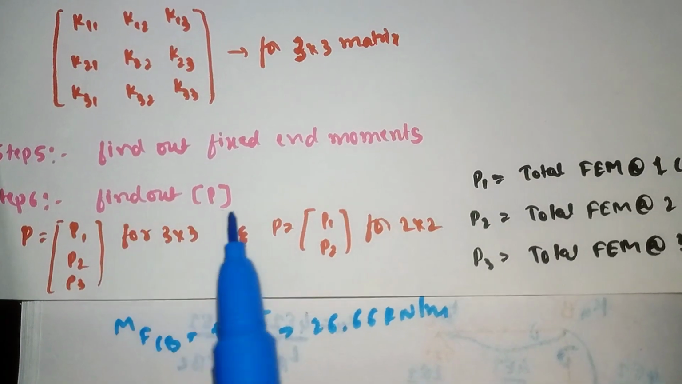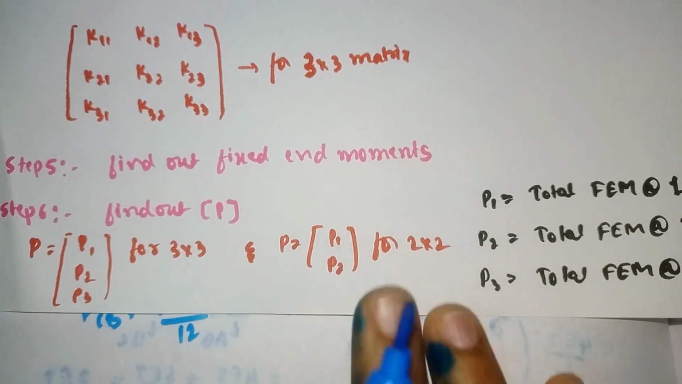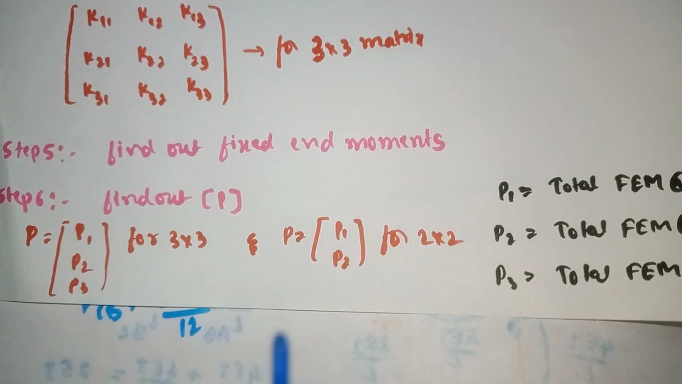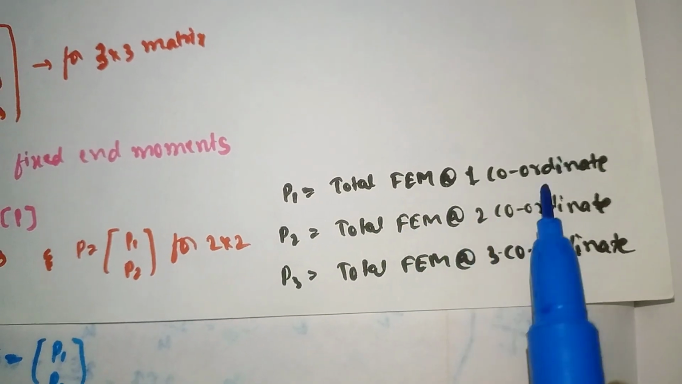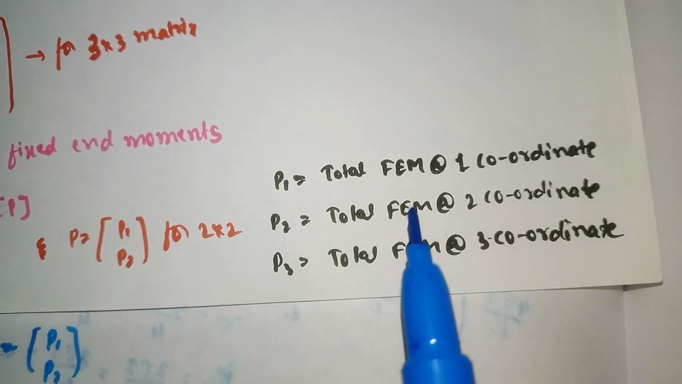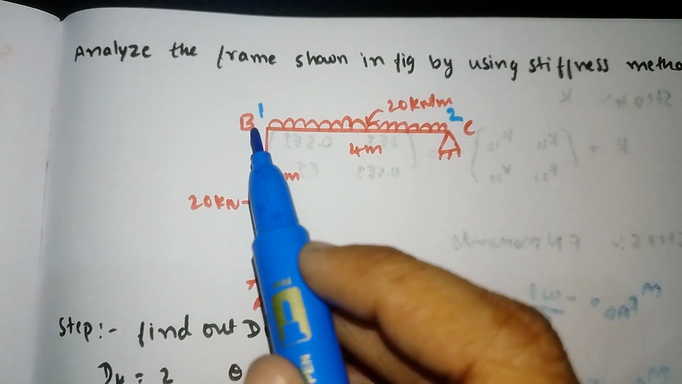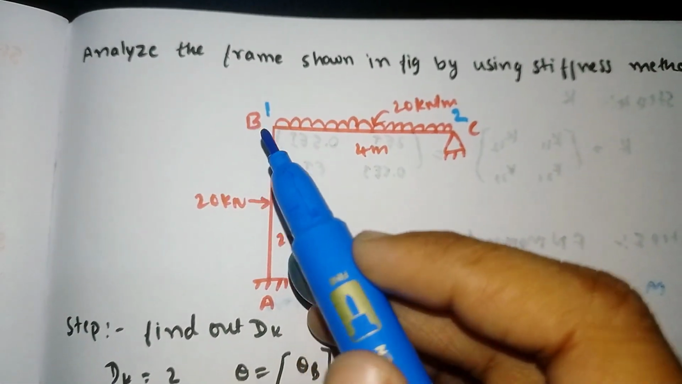Now we wish to find the P matrix. We have a 2 by 2 matrix, since the kinematic indeterminacy is 2. So, we need to use P is equal to P1 plus P2. P1 is the total fixed end moment at the first coordinate and P2 is the total fixed end moment at the second coordinate. Our first coordinate is at point B. So, how many fixed end moments are there at point B?